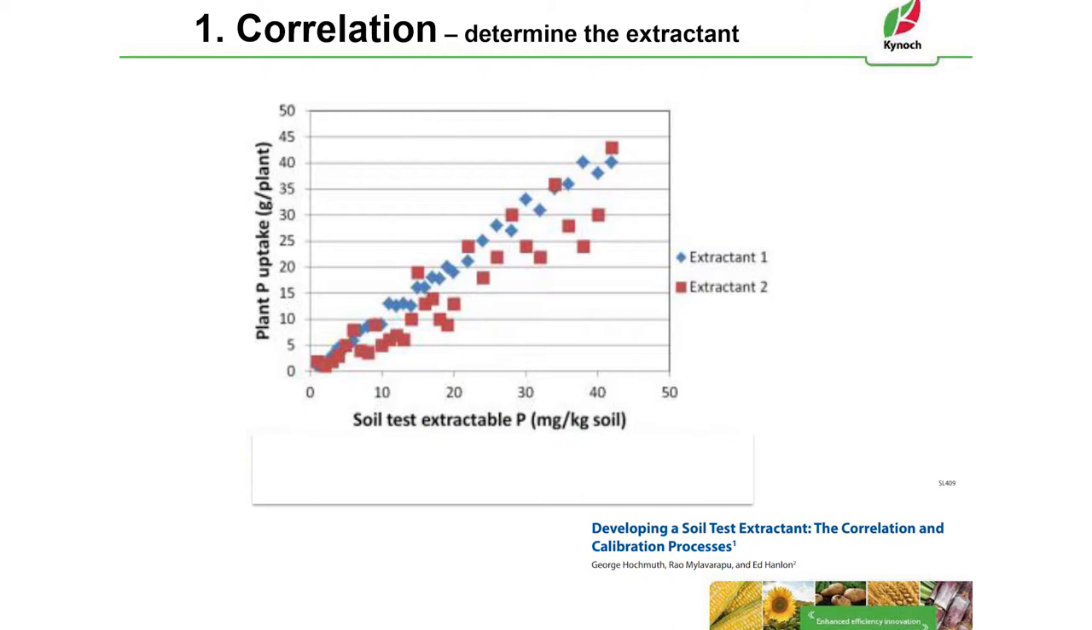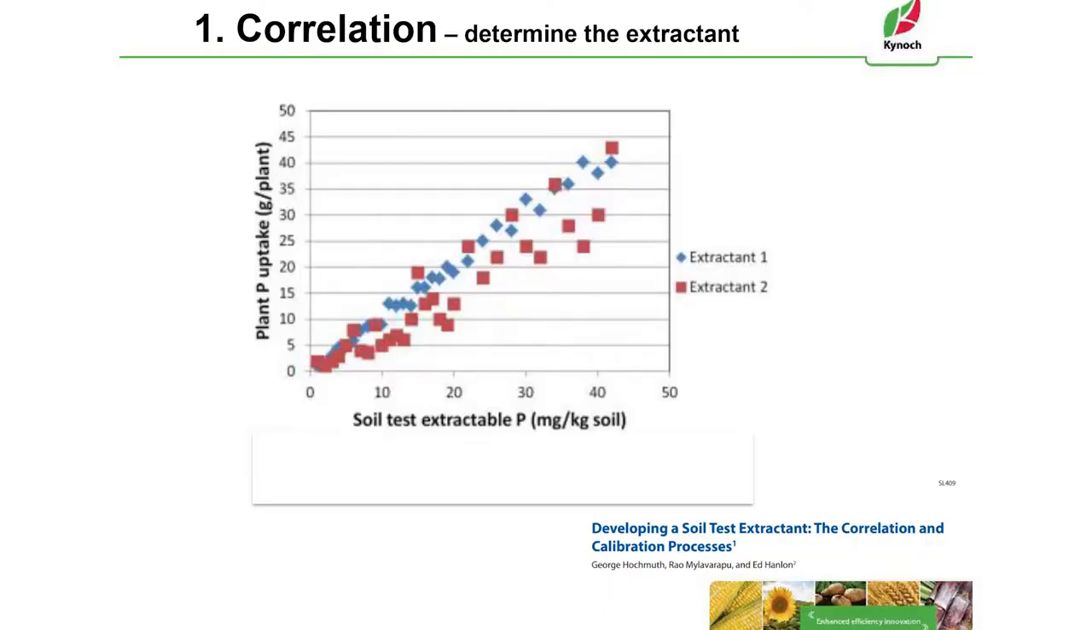Correlation phase, and I think you discussed that already, Fossey. If you look at those two extractants, extractant one and extractant two, which one are you going to choose? Number one, yes, because the correlation between plant uptake and soil extractable P is much better than there. That red one is all over the place. So that's what they do. They take the samples in, look at repeatability and all those things, and then they say, okay, Bray 1 or Olsen. So that's the first phase.